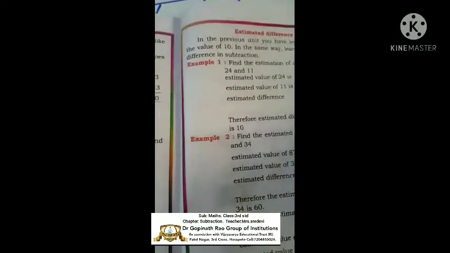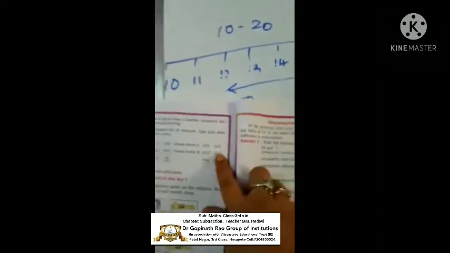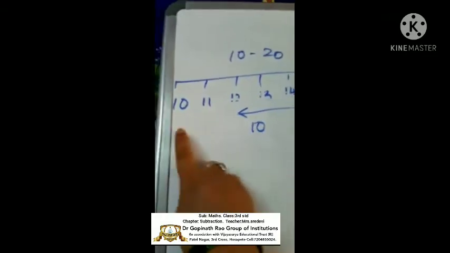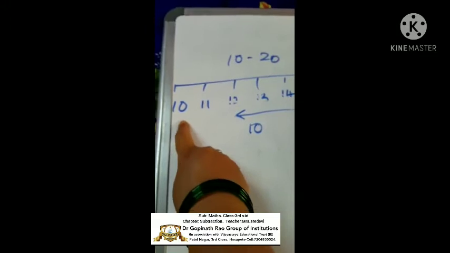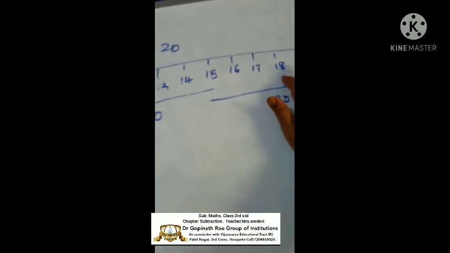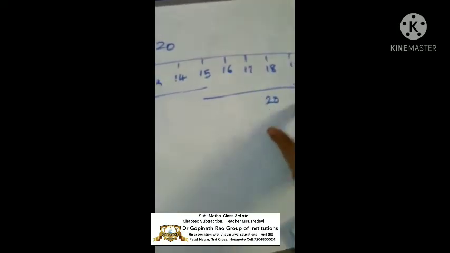So what is meant by estimation difference? See, this is a number line I have drawn here, 10 to 20. So if my number is 12, then the estimation value is 10, because 12 is nearer to 10 here, children. If I get an answer as 18, then the estimated value is 20.